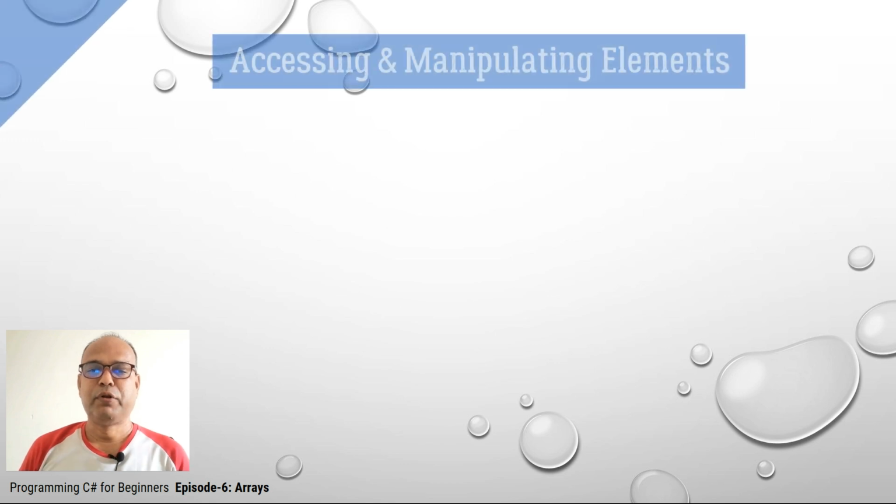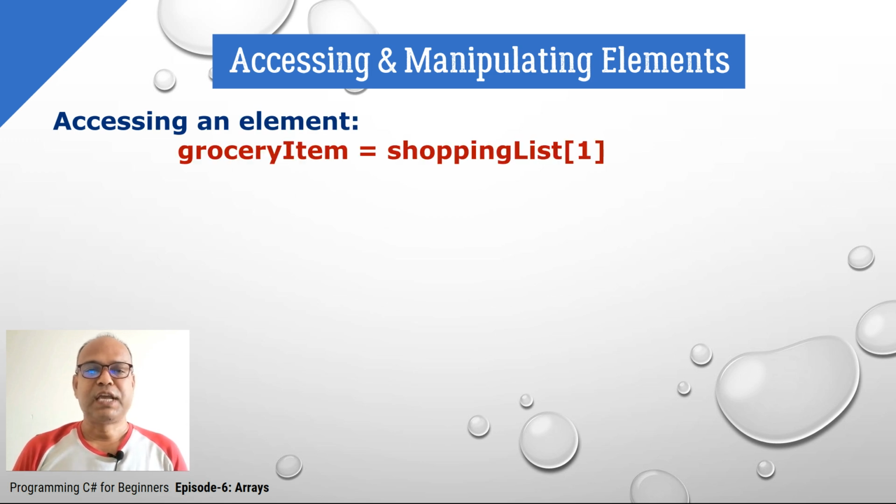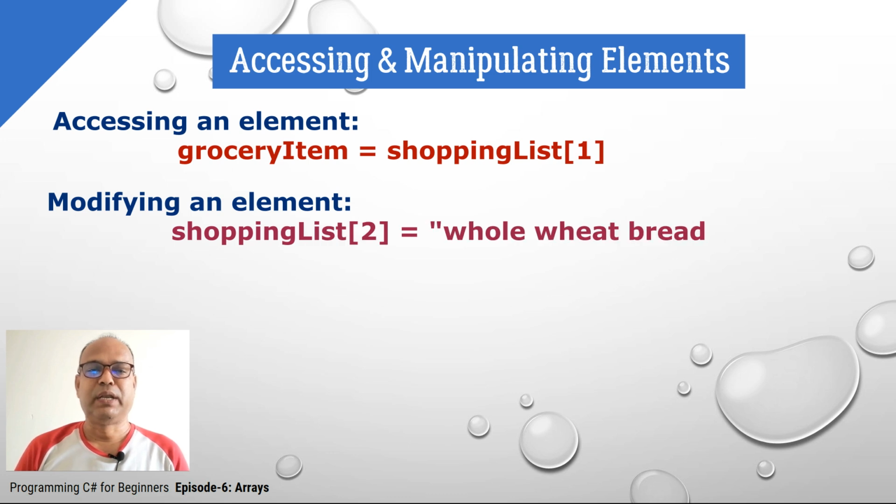Accessing and manipulating elements. You can access and manipulate individual elements in an array using their index position with the square brackets. Here are some ways you can interact with elements. Accessing an element: grocery_item = shopping_list[1]. This will store milk in the variable grocery_item. Modifying an element: shopping_list[2] = whole wheat bread. This will replace bread with whole wheat bread.